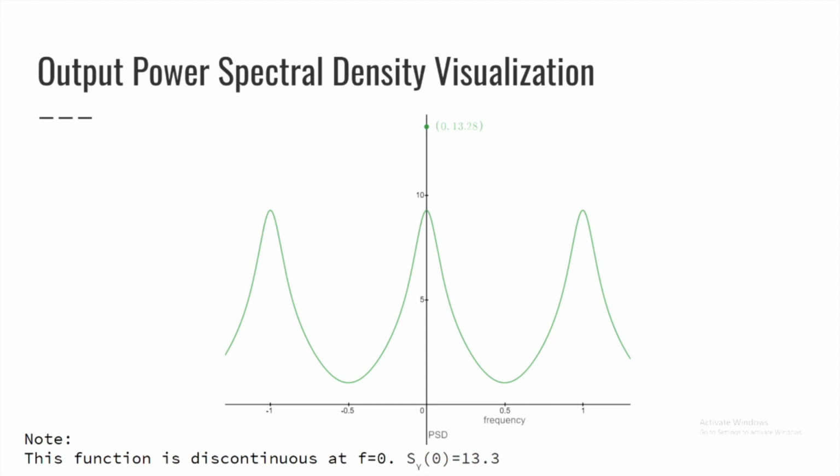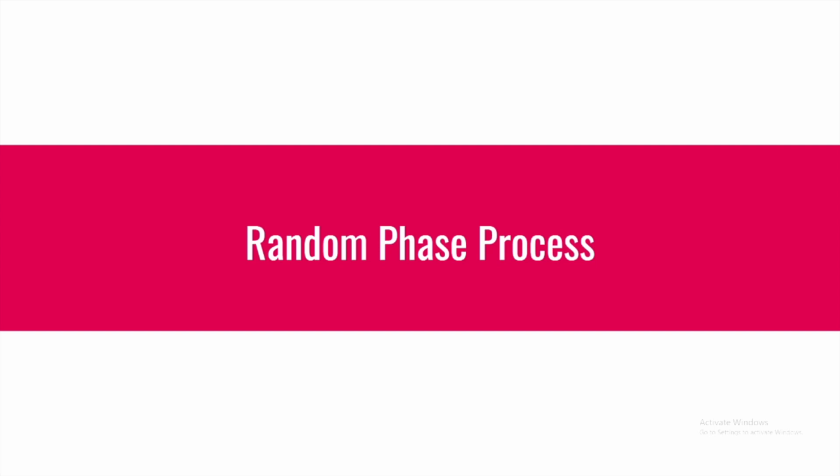After finding that output, we have the visualization of our power spectral density, and it is discontinuous at f equals 0. At 0, with the PSDs analyzed, we have a value of 313.3, and we see that's pretty high up compared to where our graph is on our scale. To continue, we have our random phase process.